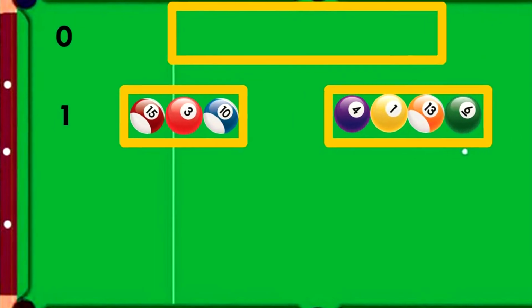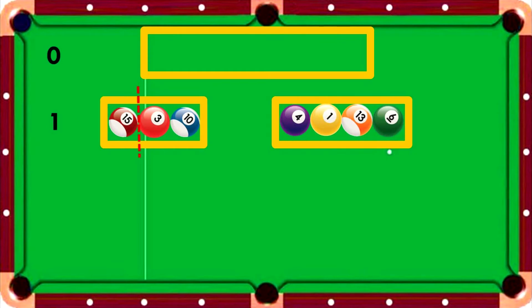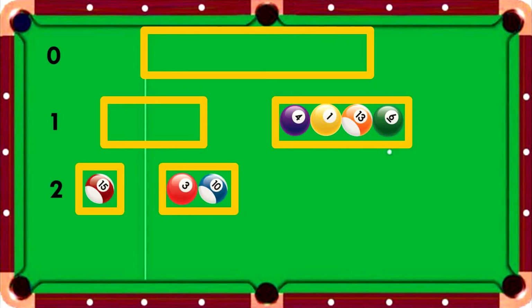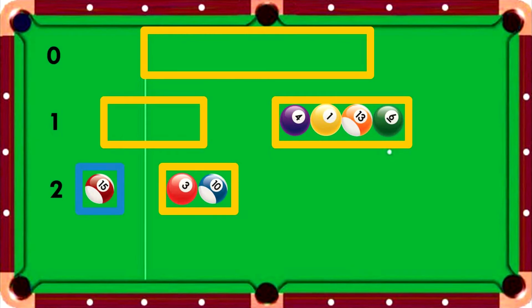Now, we'd have to do the merge sort on the left half first. Again, we find the midpoint, which is 1, and place 1 ball on the left in one container and 2 balls on the right in the next. Now the leftmost container has only 1 ball and it is already sorted. Thus, we move on to the right unsorted box.